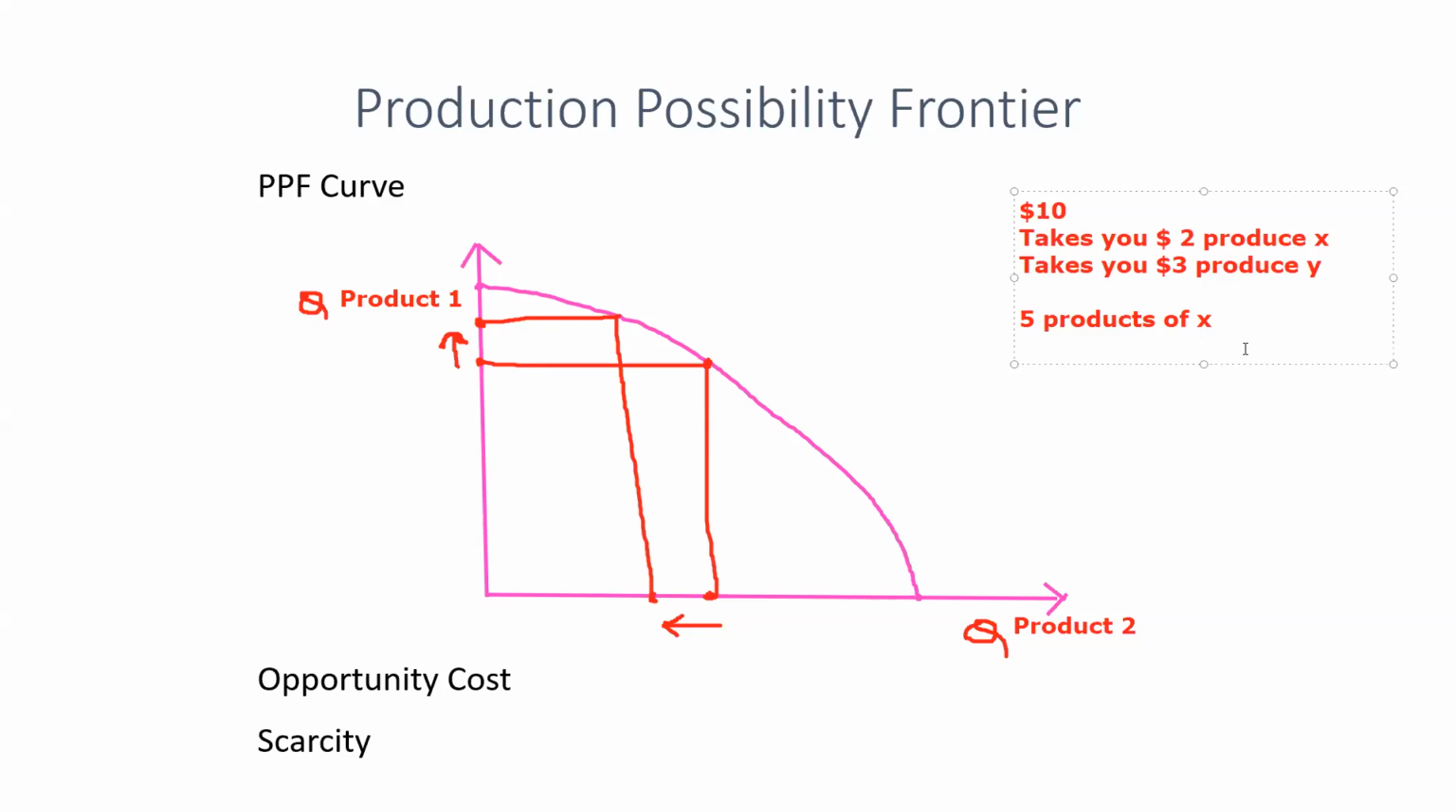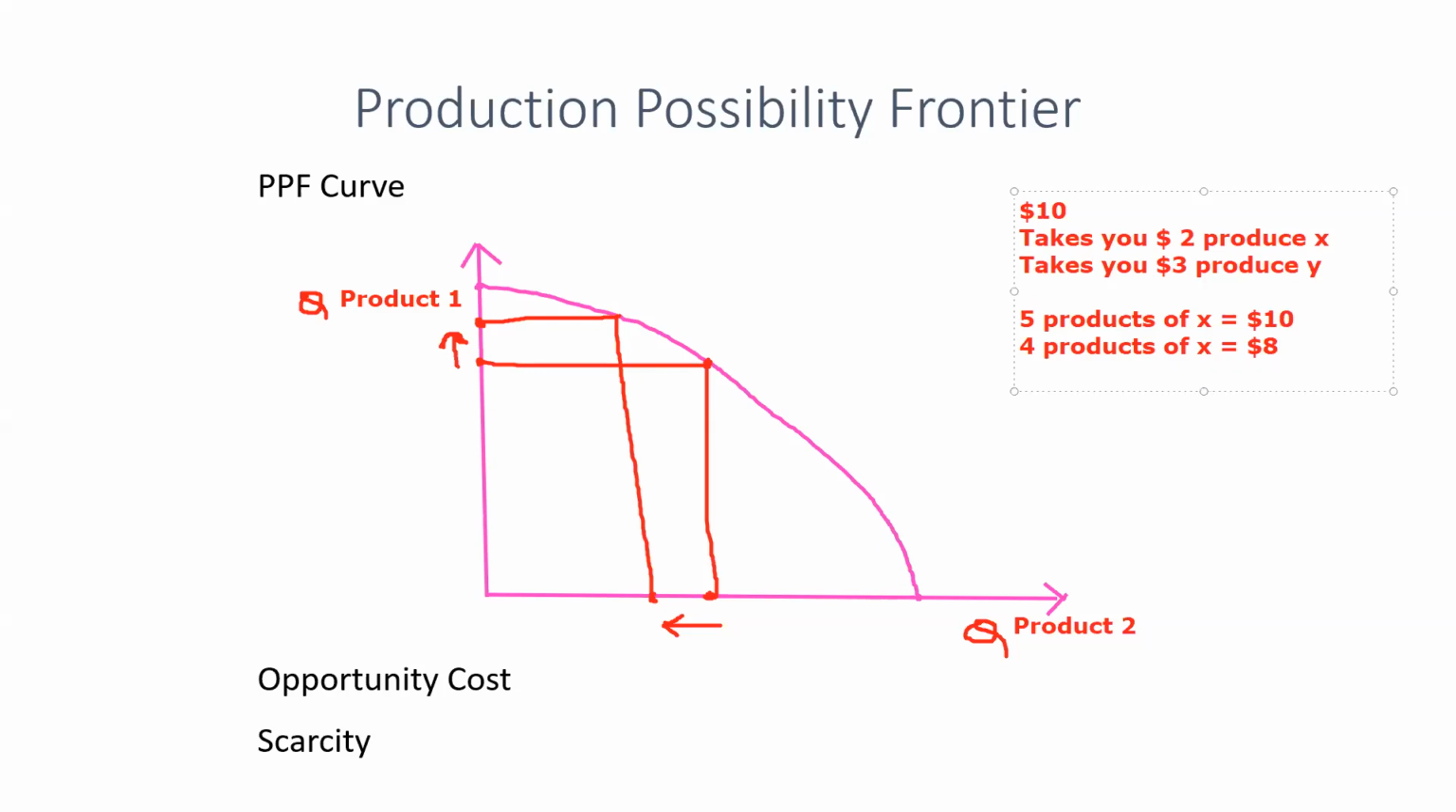or you could say you're producing 4 products of X. So that is possible as well. So that means you'll use up $8. Let us write down how much you will use up. So you're using up $8 here. You're using up your entire $10 in the previous case.